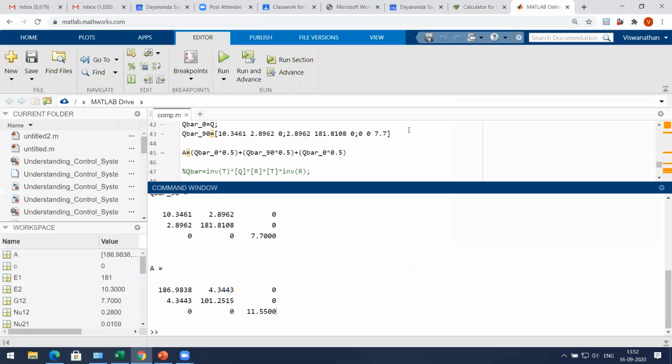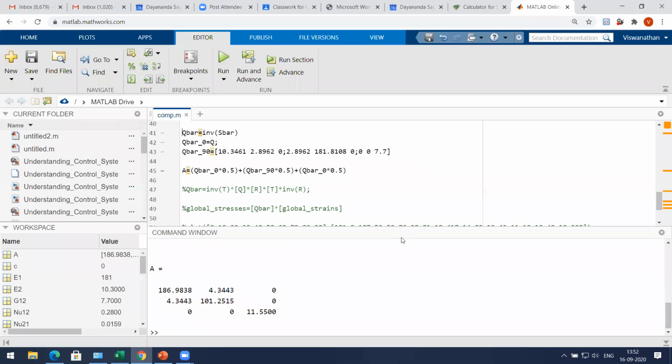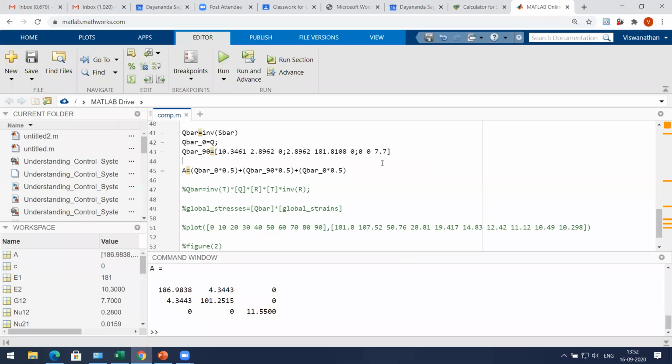I'm not actually writing an easy program for the ABD matrix where you can just enter the angles and orientations and get the ABD matrix directly. What I'm showing you is that it must not become a black box. MATLAB should not make it a black box.